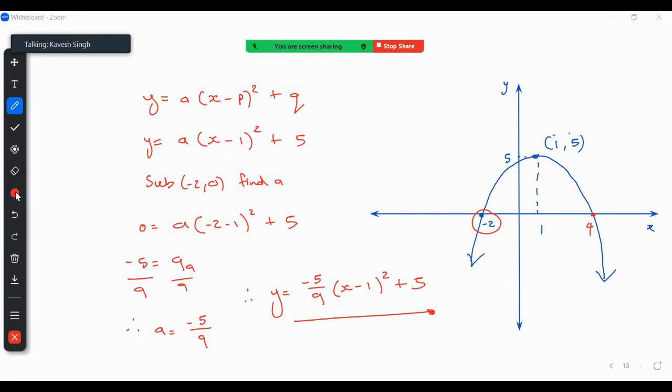If I use the other x-intercept, it should get me the same answer. But let's check why. If I substitute 4 and 0, then my equation will become 0 equals a(4 - 1) squared + 5, which will still come to 3 squared, which is 9. So same.